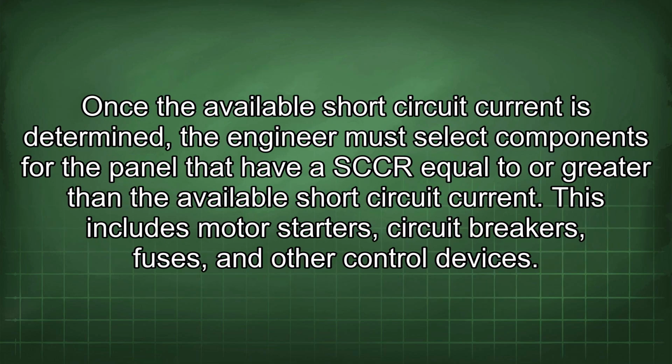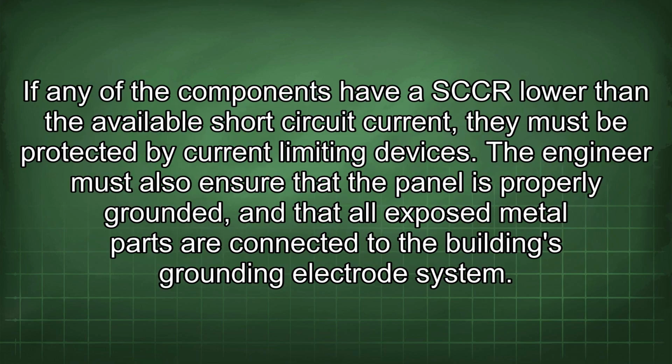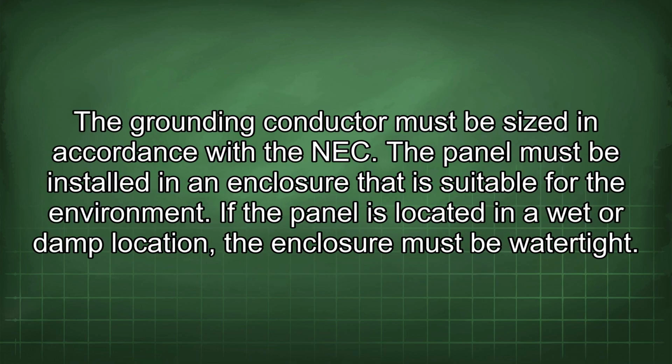Once the available short-circuit current is determined, the engineer must select components for the panel that have a SCCR equal to or greater than the available short circuit current. This includes motor starters, circuit breakers, fuses, and other control devices. If any of the components have a SCCR lower than the available short circuit current, they must be protected by current limiting devices. The engineer must also ensure that the panel is properly grounded and that all exposed metal parts are connected to the building's grounding electrode system. The grounding conductor must be sized in accordance with the NEC.